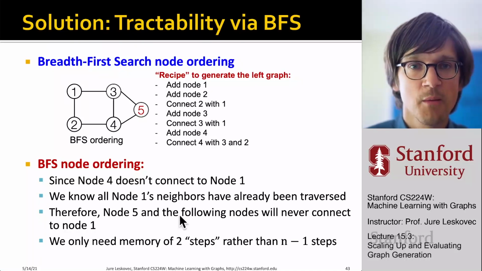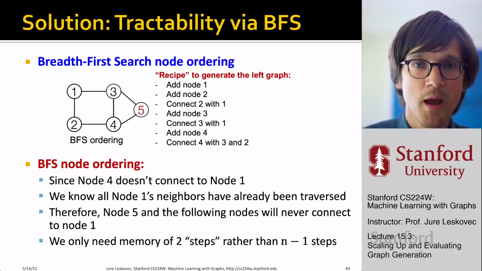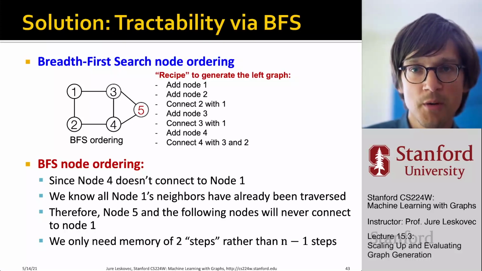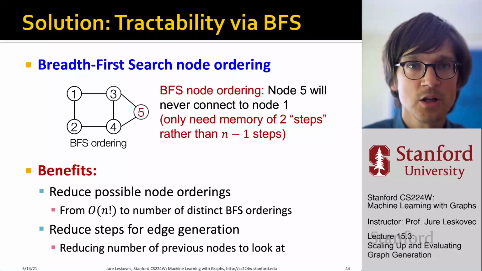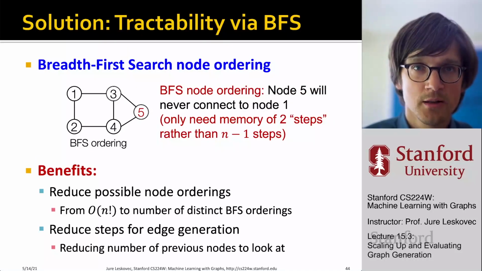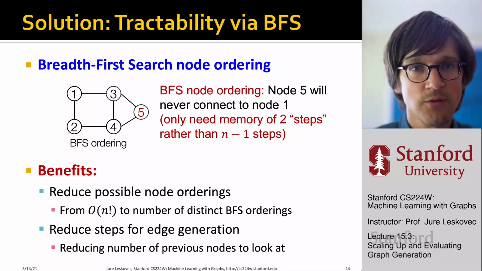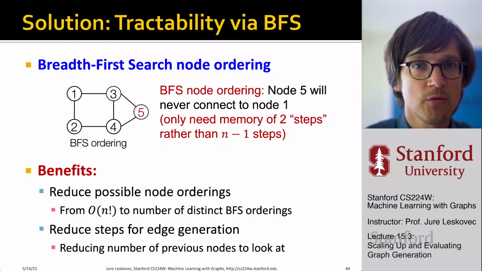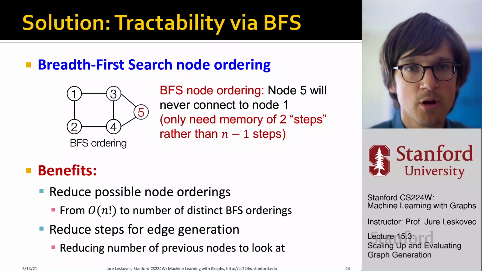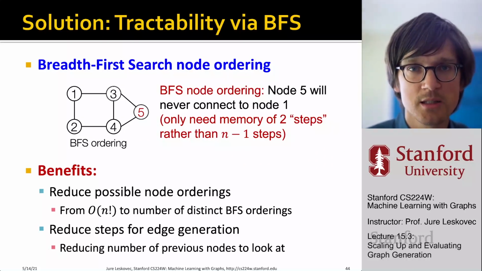I need to have much less memory. I only need memory of 2 steps rather than memory of remembering what I did all the way at the beginning. So the BFS ordering, the key insight is that node 5 will never connect to node 1. And this means that we only need memory of 2 steps rather than the memory of n-1 steps, where n is the number of nodes in the network.